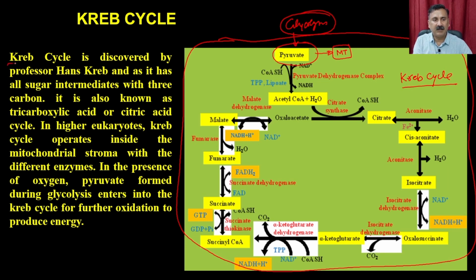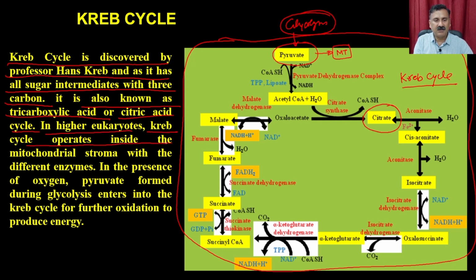The Krebs cycle was discovered by Professor Hans Krebs, and it has all sugar intermediates with 3 carbons. It is also known as the tricarboxylic acid or citric acid cycle. It is called the citric acid cycle because the first molecule generated in the Krebs cycle is citric acid. In higher eukaryotes, the Krebs cycle operates inside the mitochondrial stroma with the help of different enzymes.